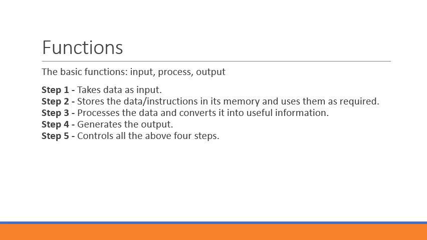In step 3, the data gets processed and gives the final or meaningful information. The obtained meaningful information in step 4 is provided as output using output devices like monitor, printer. All the above steps are constantly monitored and controlled by the control unit, which is a part of the central processing unit.